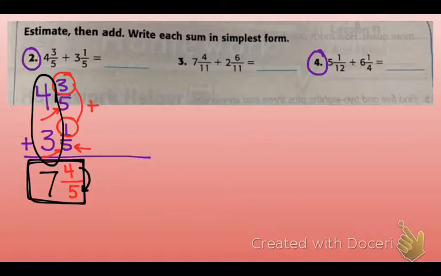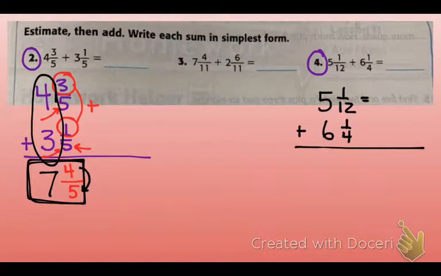All right. Pause the video again. Try number 4 if you would for me, please. And then come back for the solution. Number 4, we are looking at 5 and 1/12, and we are adding to 5 and 1/12, 6 and 1/4.